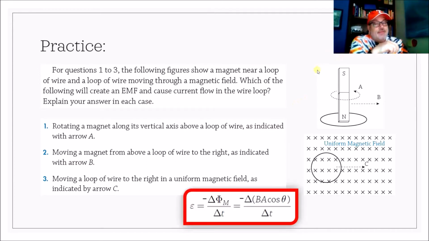On the test, they're most likely to ask you questions about when there's flux and when there's not. However, if they do ask you numerical questions, then just plug your numbers into the equation. Just find your flux at the beginning and at the end and subtract them. Your change in flux with time will give you what your EMF is.